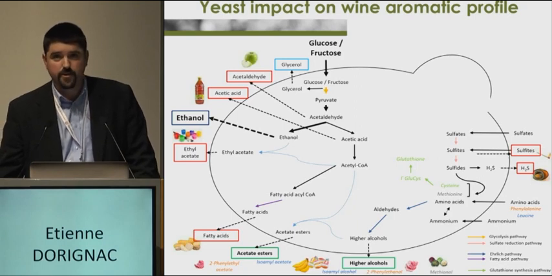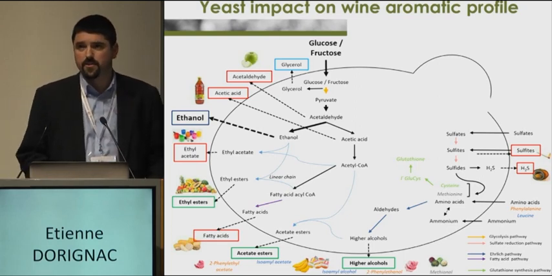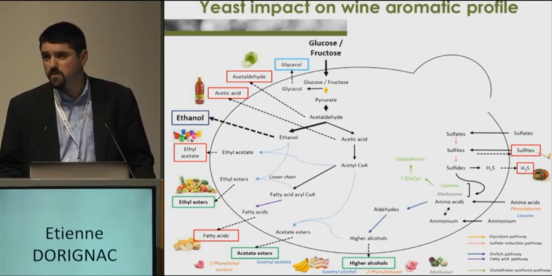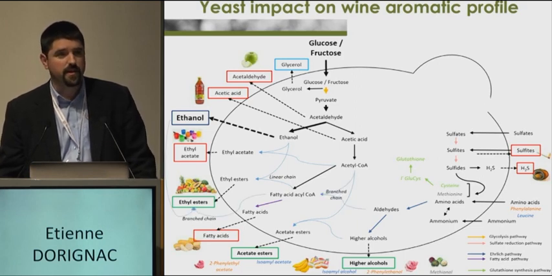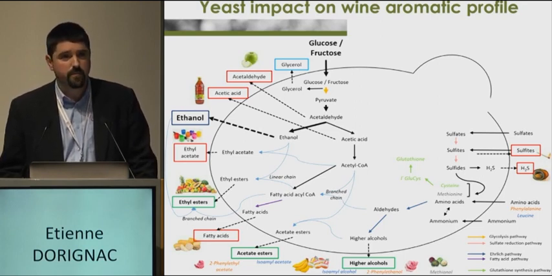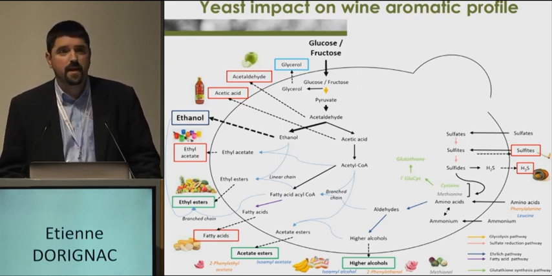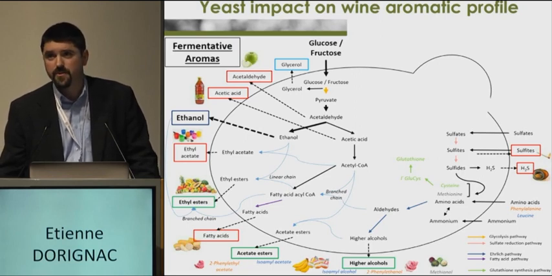Acetate esters, with ethanol and acetyl-CoA, give ethyl acetate. Then you have all the other esters, called ethyl esters, that come more from the fatty acid pathway and globally correspond to the fruitiness. You have the linear chain ethyl esters and also the branched chain ethyl esters, which are made after the fermentation because the branched fatty acid needs to be released into the medium and then esterified with the ethanol. These are all fermentative aromas.